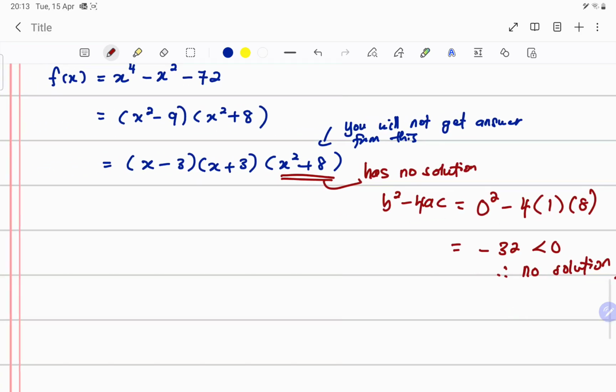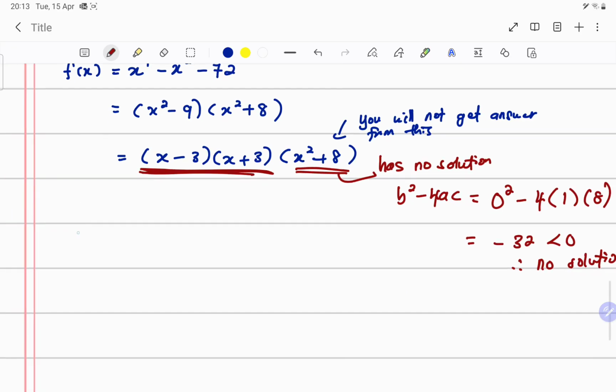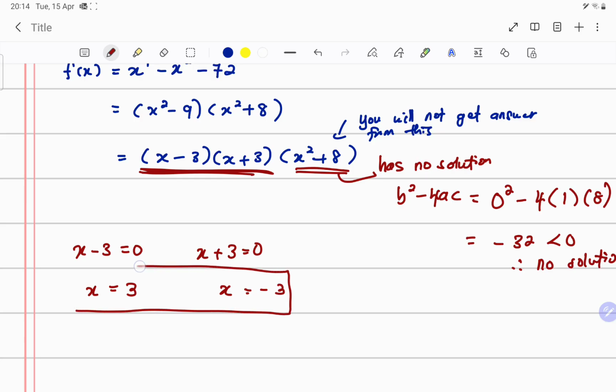So this one we can remove. Apparently, we only have these two as our roots right now, which is x minus 3 equals 0 and x plus 3 equals 0. So x is equal to 3, x is equal to negative 3. So this is your answer.